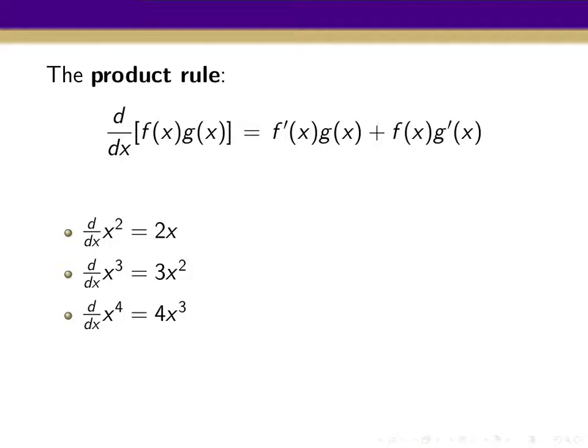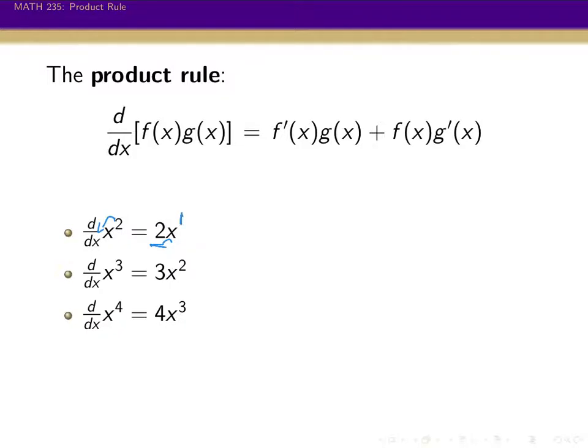And if you notice, there is a pattern starting to emerge here. You know, the derivative of x squared, well, that power 2 comes down, and we end up with 2, and then the new power of x is just x to the first. So it's 2 times x to the first.